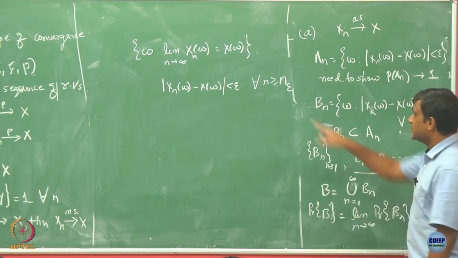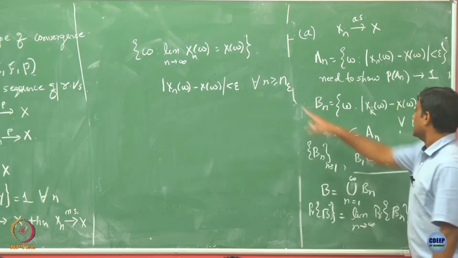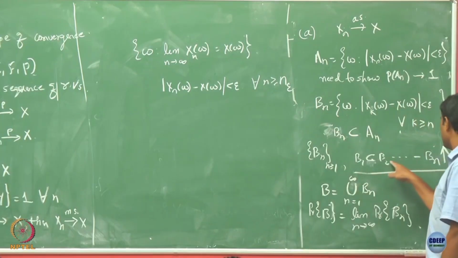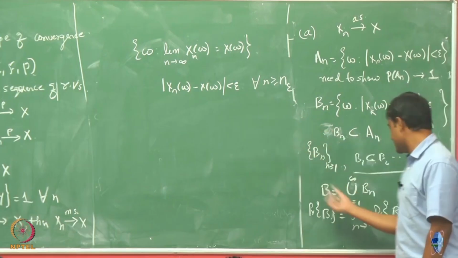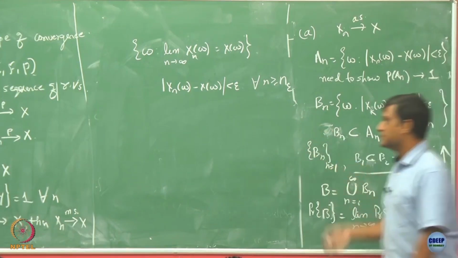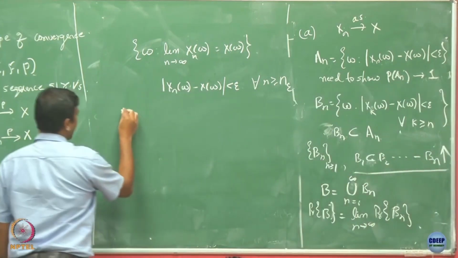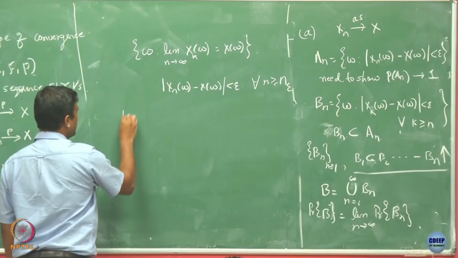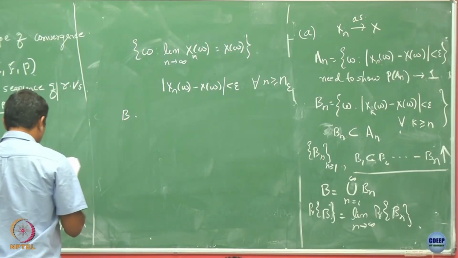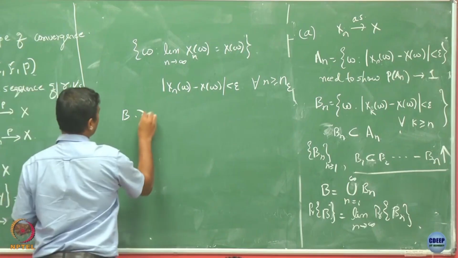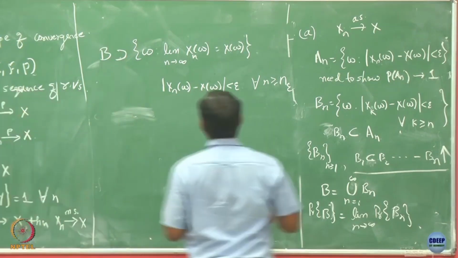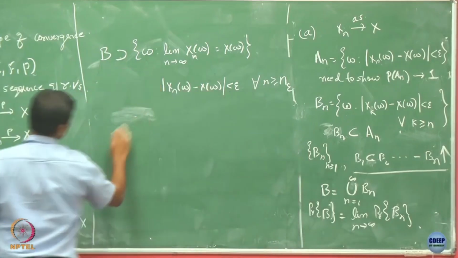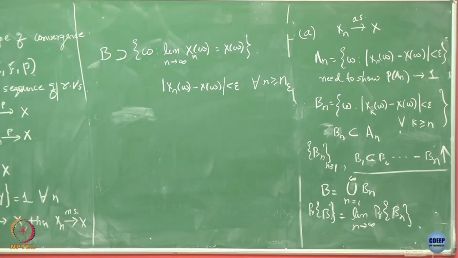Because I know that if this is the case, then for some Bn this is already satisfied, and this is a union, so that omega should belong there. So because of that, I know that my B contains this set. So B is contained here. Okay.